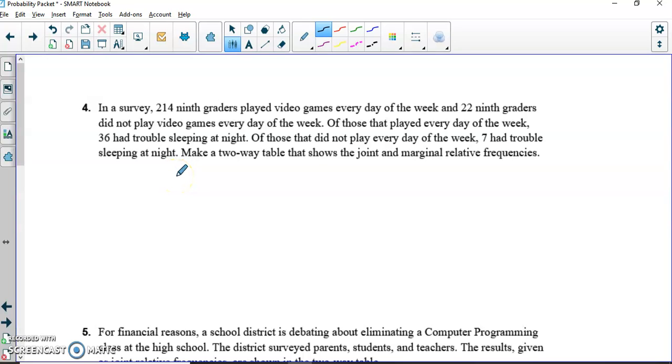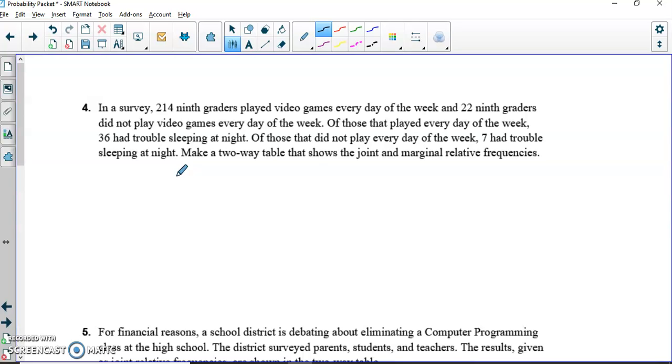Let's look at number 4. So in a survey, 214 ninth graders played video games every day of the week, and 22 ninth graders did not play video games every day of the week. Of those that played every day of the week, 36 had trouble sleeping. Of those that did not play every day, 7 had trouble sleeping. Make a two-way table that shows the joint and marginal relative frequencies. Okay, so let's do this.